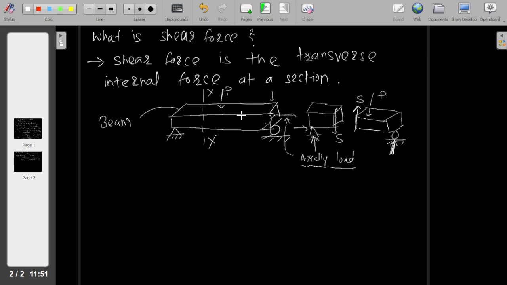Now on the member, when you call it a beam, in this case this is axial load, right? That case you will call a bar like this, but this case you have to call a beam. Why? Because you are applying the transverse load. Transversely means you are applying the load in the transverse direction, perpendicular to the longitudinal axis. If you apply the load axially, then it is called a bar. But if you apply load transversely, then it is called a beam.